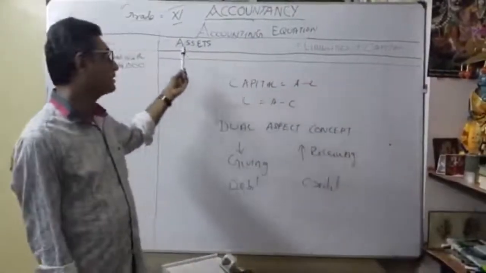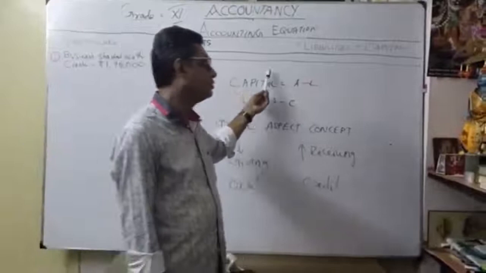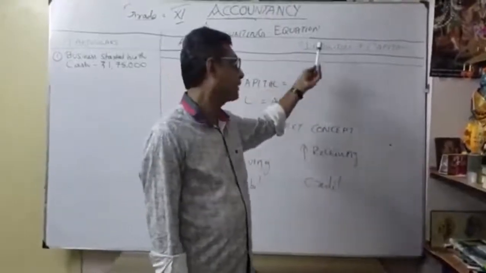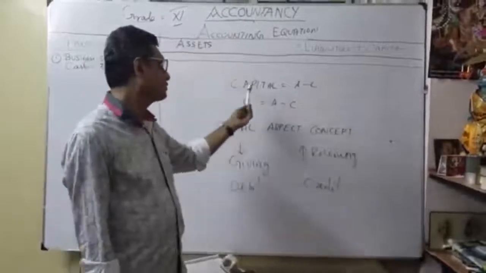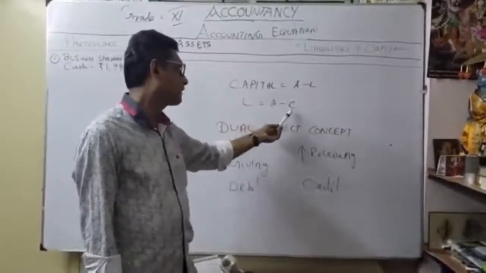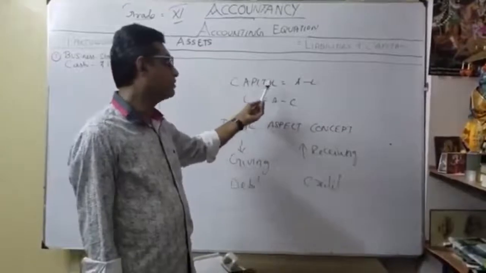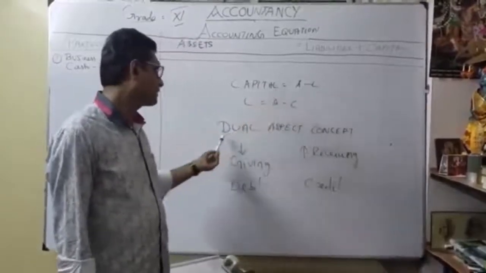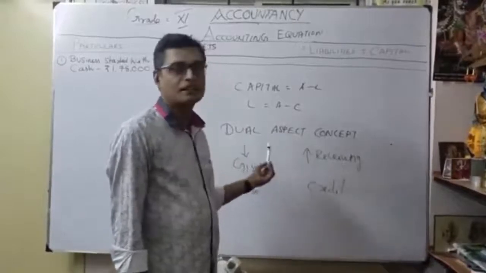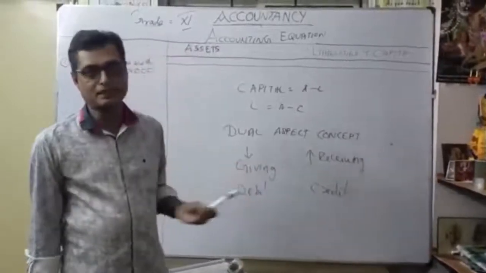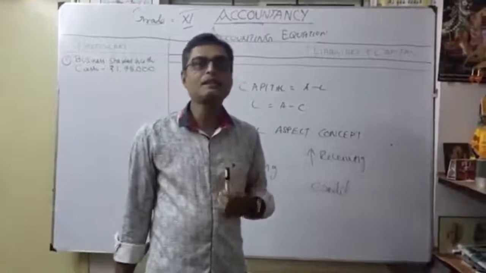As a business, the assets of a business are equal to the liabilities and the capital or equity. That's the idea. So liabilities is equal to assets minus capital, or capital is equal to assets minus liabilities. Coming under what aspect? Real aspect concept, receiving and giving aspect, debit and credit. Every corresponding debit has a corresponding credit.